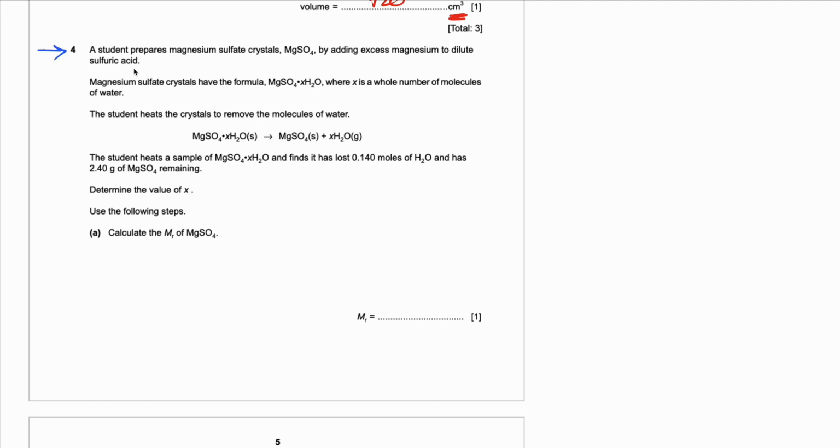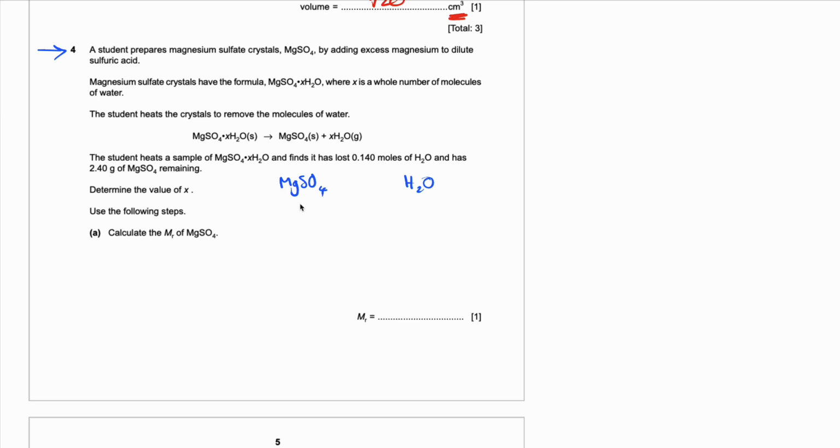Question 4. This is a hydrated salt question. You are going to work it out exactly the same way as if you are working with an empirical formula question. But here the ratio is going to be between the salt and the water itself. So it's not going to be between elements, it's going to be between salt and water. So here the salt is magnesium sulfate, MgSO4, and water.